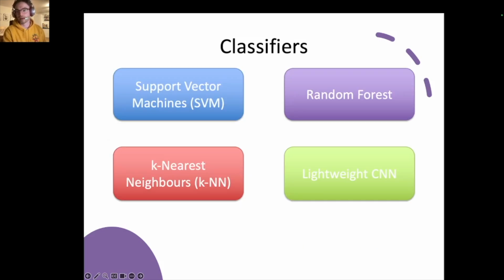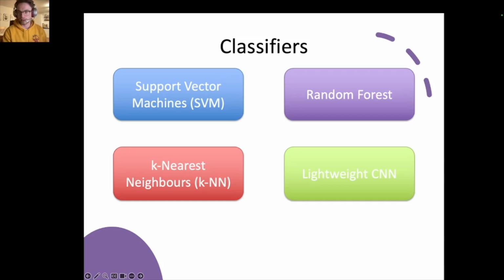I evaluated several classification methods to determine the most effective model for speaker identification. These include traditional machine learning algorithms like support vector machines, which find optimal boundaries between classes, random forest, which builds an ensemble of decision trees to make robust predictions, and k-nearest neighbor, or KNN, a simple but powerful method that classifies based on similarities to nearby data points.